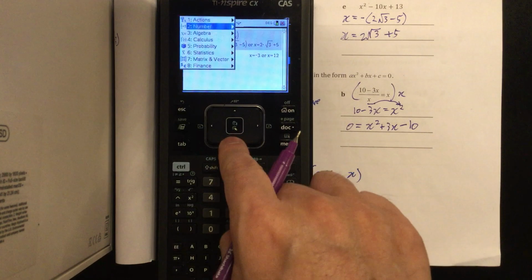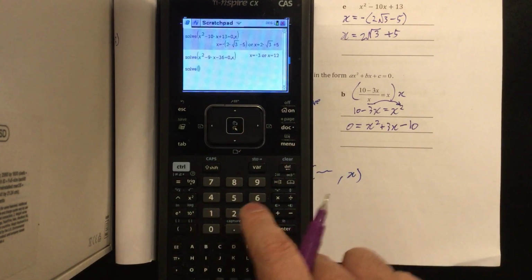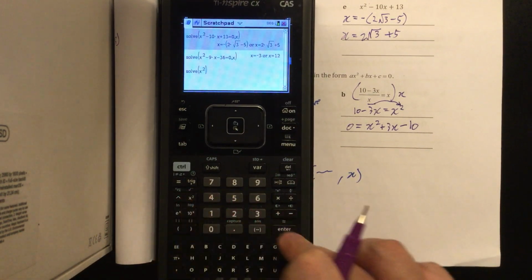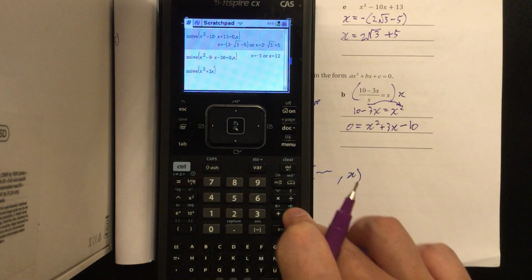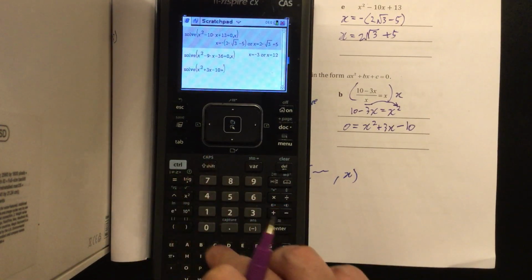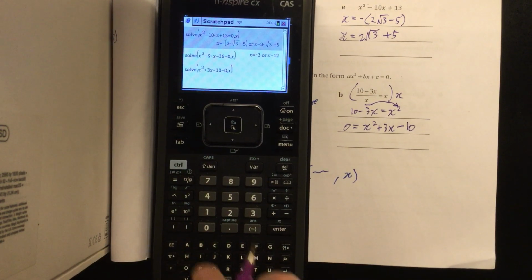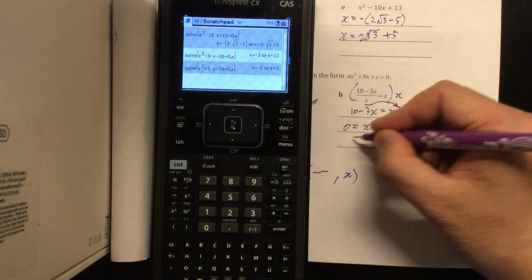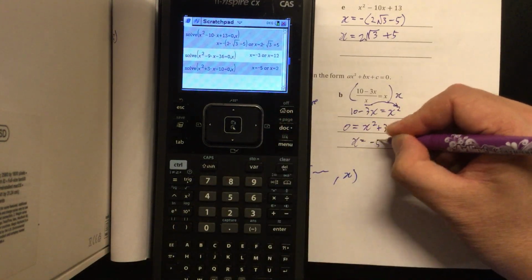And so we got Menu, Algebra, Solve. x squared plus 3x minus 10 equal to 0, comma, x, bracket. Answer is negative 5, 2. Nice and simple, nice and simple. Don't overdo something. Okay, thank you.